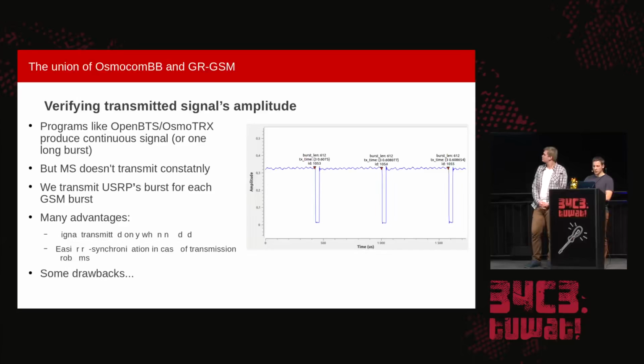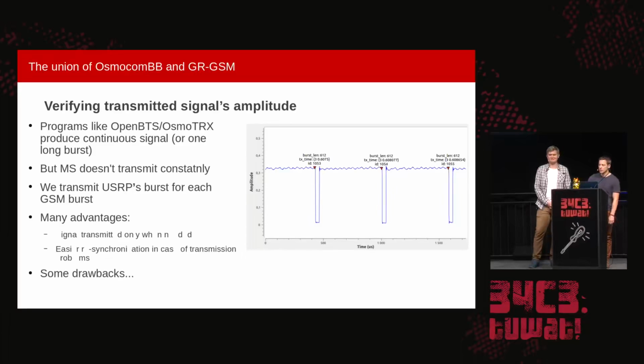So we actually used USRP's burst interface to transmit a burst for each GSM burst, and it has many advantages, like we transmit when we need, and it's easier to resynchronize the transmission in case of transmission problems. But there are some drawbacks, and here is how signal amplitude should look like for the GSM.